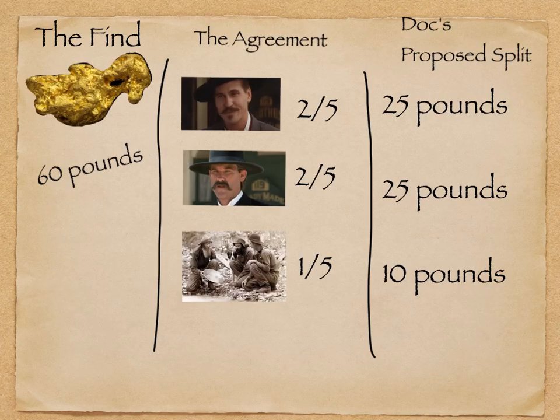So let's see here. We found 60 pounds, according to your records. And our agreement, Wyatt and I each take 2/5 of the fine, leaving you dogs with 1/5. So, according to my calculations, Ike, that leaves 25 pounds for both Wyatt and myself. And you guys can split the last 10 pounds. Sound good? Yeah, Doc, that sounds real good. Sounds real good, Doc.